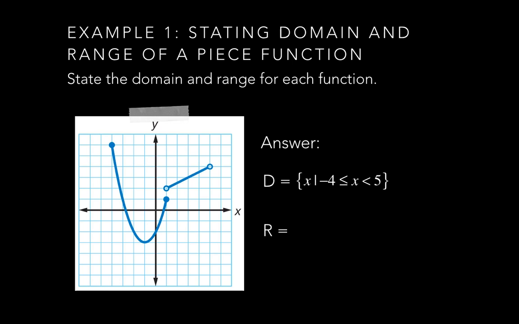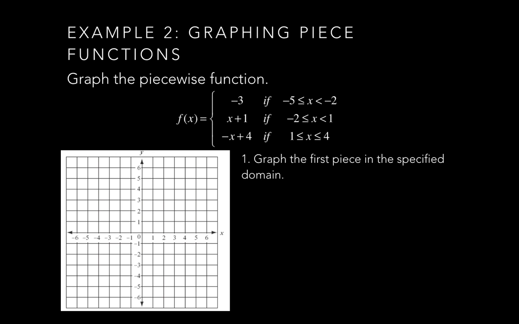However, at 5, we don't include it because it's an open circle. And there's no closed circles filling in at 5. The range is going to be values beginning at -3 and going all the way up to 6. We have values between there for one or the other piece. All right, so that is example 1. If you turn your paper, we're going to look at example 2.